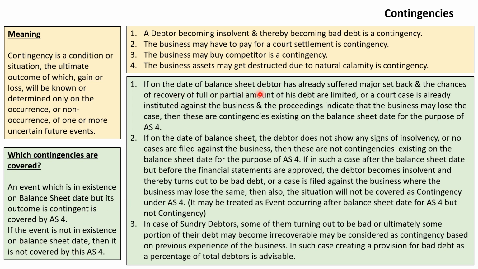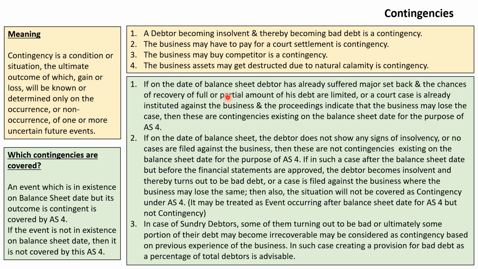If on the date of the balance sheet, the debtor has already suffered a major setback and the chances of recovery of the full or partial amount of his debt are limited, or a court case is already instituted against the business and the proceedings indicate that the business may lose the case, then these are the contingencies existing on the balance sheet date for the purpose of AS4. I have taken two different examples. Number one, there is a debtor in the balance sheet who has already suffered some major losses in his own business, due to which probably we may not be in a position to recover the full money due from him, or maybe part of the money will have to be foregone by us.